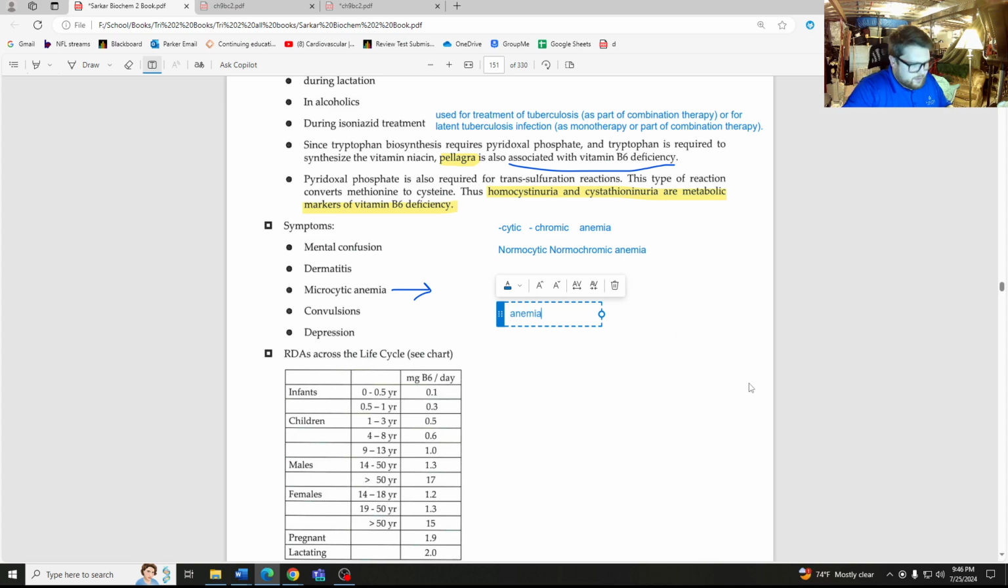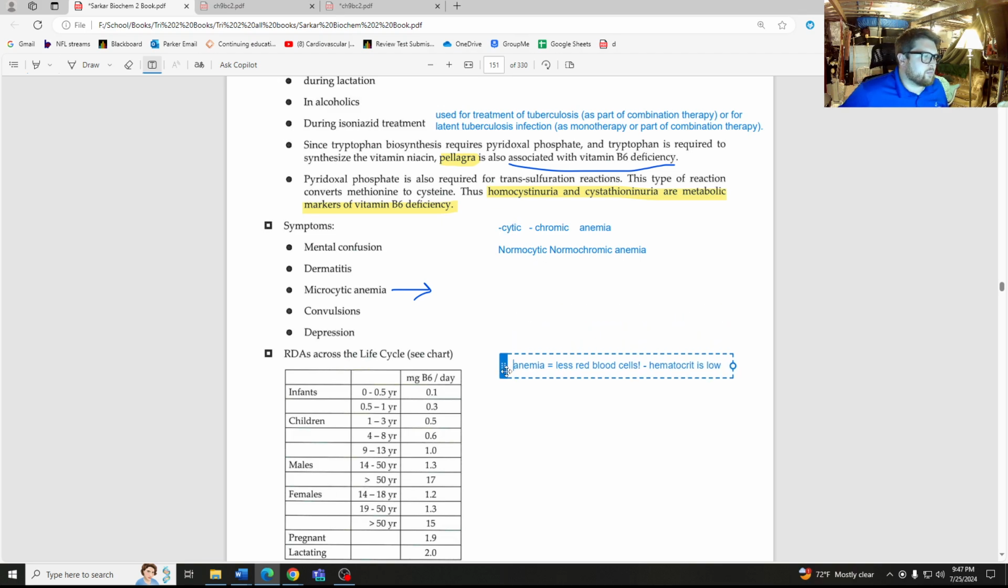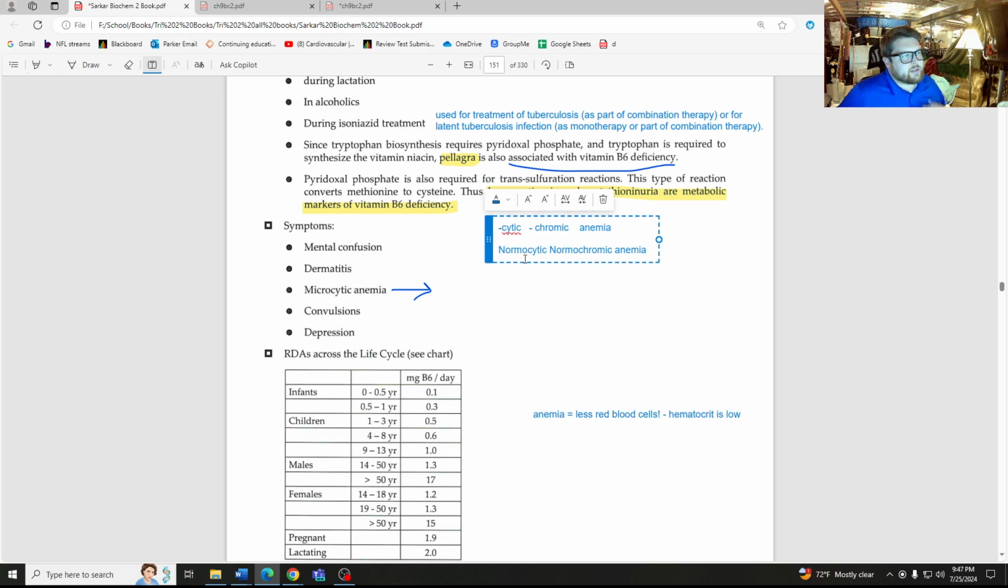Anemia in general means it's talking about less red blood cells. Okay, so we have less red blood cells, which means our hematocrit is low. You don't need to know all of this for the test. Don't worry. You might see a word or two later on, especially when we talk about B9 and B12. But we don't need to know all of this for this test. This is just going to be a little intro to anemia. So anemia means you have less red blood cells. So there's a couple different types of anemia.